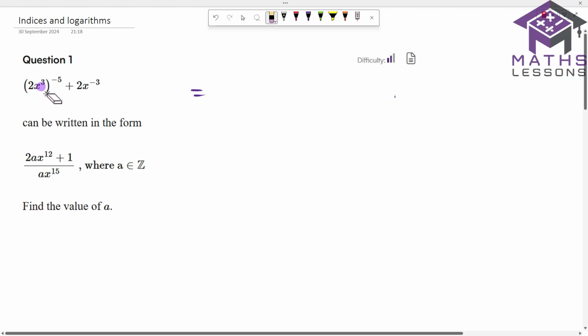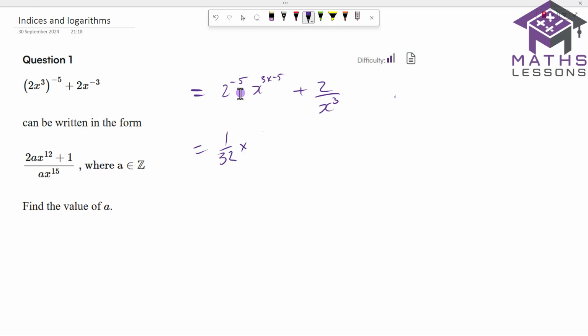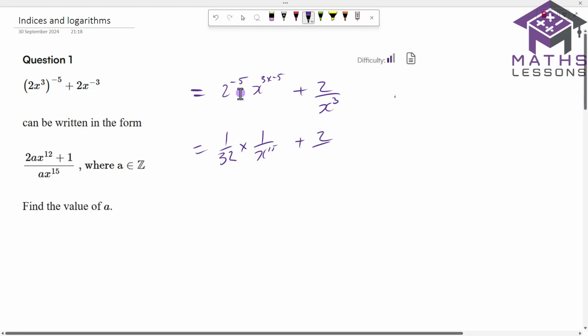So multiplying out this bracket, we have 2 to the minus 5 and x to the minus 5. And 2 to the minus 5, we're just going to write that out like this. And then we've got x to the 3 times the minus 5. We multiply the indices. And then we're just going to write plus 2 over x cubed. That deals with the minus 3 here. So that's x to the minus 15. So 2 to the minus 5 is going to be 1 over 32. So we have 1 over 32 x to the 15, plus 2 over x cubed.